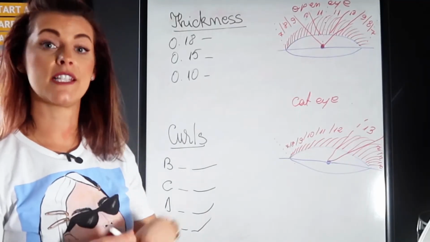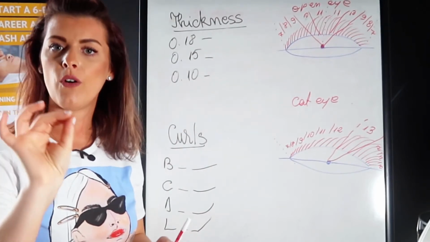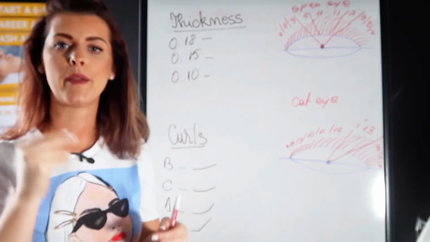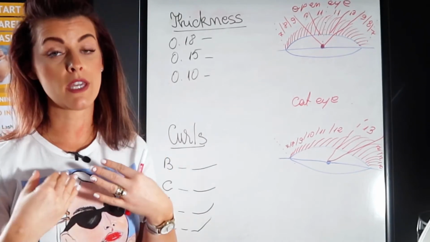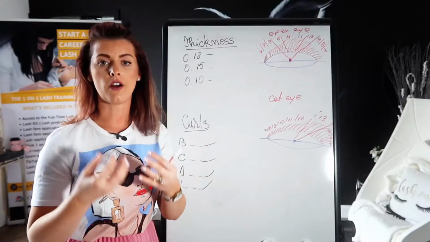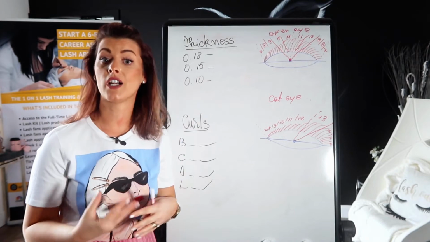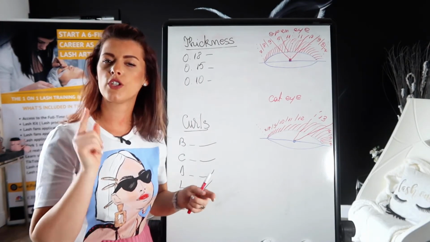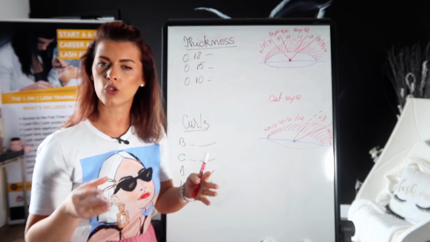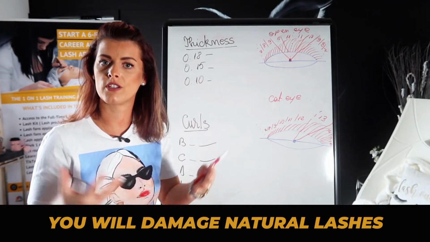You will see something like 0.18, 0.15 and 0.10. Now I know 0.10 is not made for classic, but I'm going to give you my advice. For me, using the 0.10 on super thin and super soft lashes will be absolutely perfect because you're not going to damage the natural lashes. So just think about something. Using the 0.15 or 0.18 on those kinds of lashes that are super thin, you will damage the natural lashes and we don't want that.